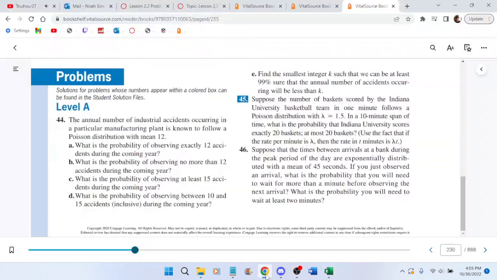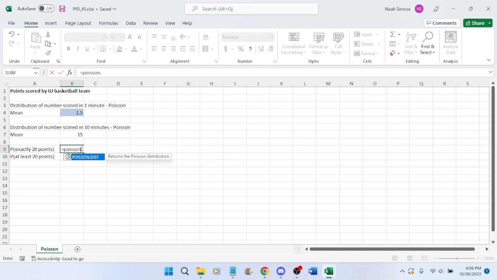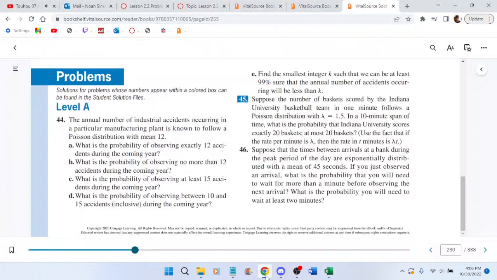What's the probability that in a 10 minute span you're going to get exactly 20 points? It's going to be some of this. With 20, the mean is 15, and cumulative is false. So that's the probability. What's the probability you get at least 20 points?